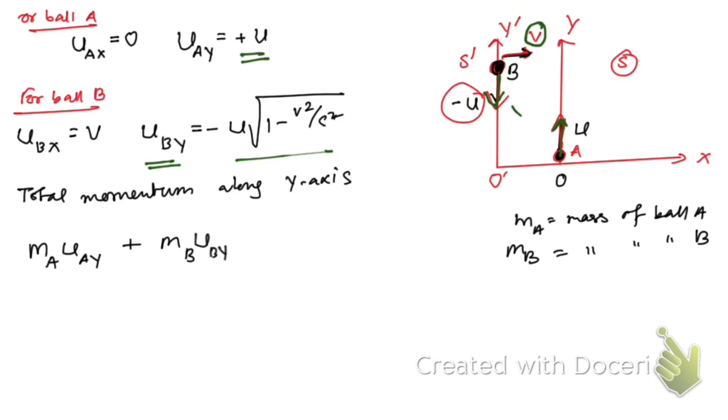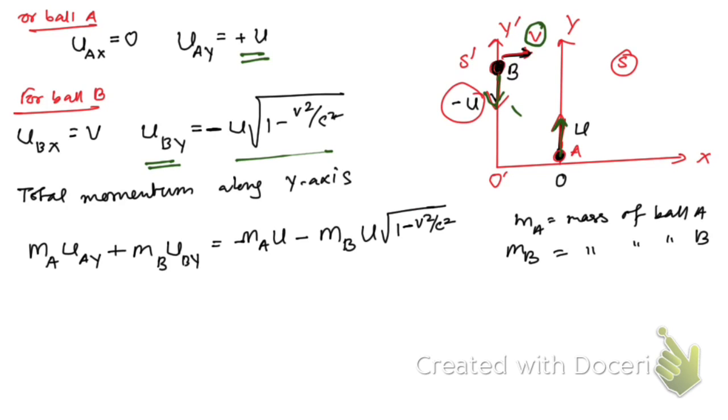Now let's put the values of uby and uay. Then we're going to have ma u minus mb, because of this minus, this sign will be negative, u root over 1 minus v square by c square. That's what we have got, right? So this is the momentum before impact, right, before impact.